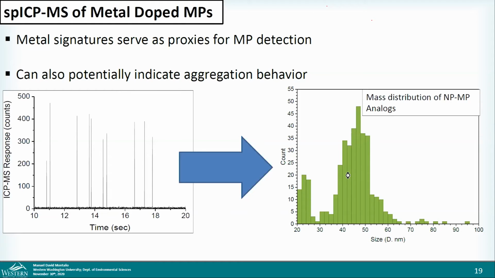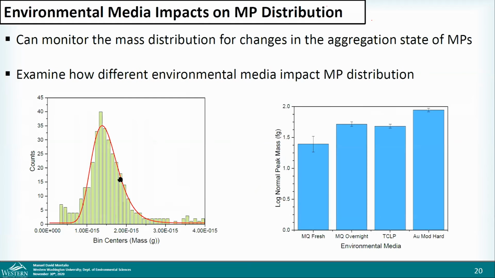And so some preliminary experiments that we've been working on, again, a monodispersed solution would have this nice normal distribution as shown here in just milliQ. If we expose our microplastics to different environmental media, such as T-clip or EPA mild hard water, we can see an increase in the mass distribution of the particles, potentially indicating aggregation.